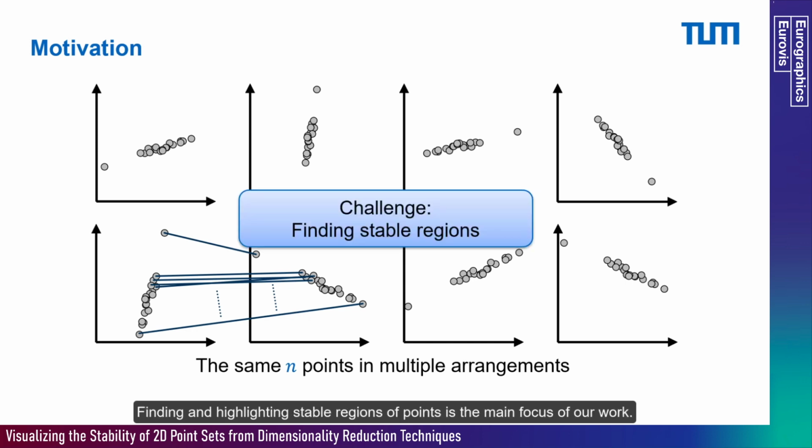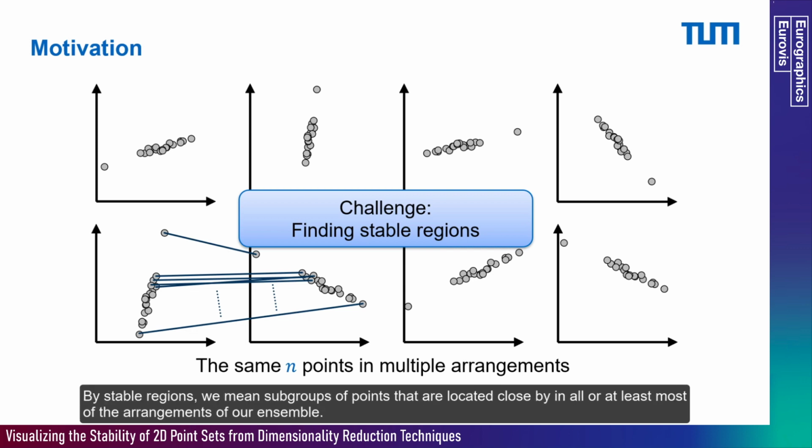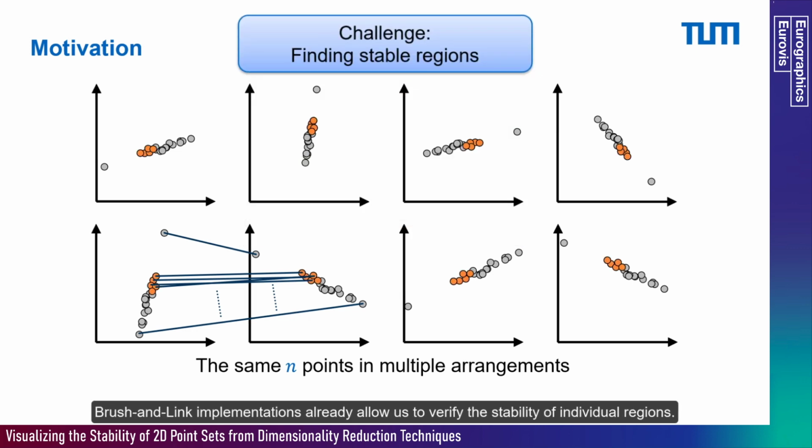Finding and highlighting stable regions of points is the main focus of our work. By stable regions, we mean subgroups of points that are located close by in all, or at least most of the arrangements of our ensemble. In practice, this information facilitates distinguishing coincidental patterns from frequent ones, so that we can actually put confidence in the correct patterns. Brush and link implementations already allow us to verify the stability of individual regions.